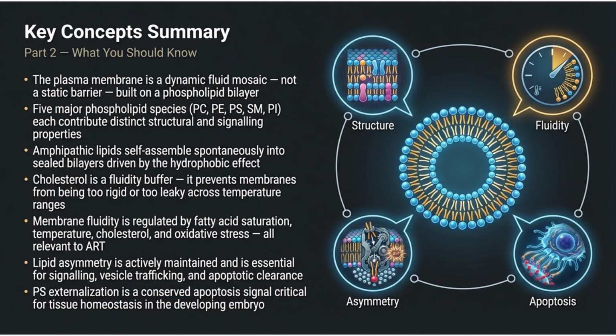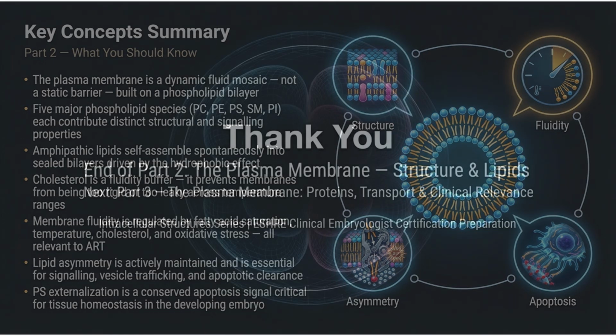Lipid asymmetry is actively maintained by flippases and is essential for the correct signaling environment at the inner membrane surface, for vesicle trafficking, and for the controlled apoptotic clearance that is indispensable for embryonic tissue homeostasis. These are not isolated facts. They form an interconnected understanding of how the membrane works, why it matters clinically, and how its dysfunction contributes to impaired gamete quality and embryo development.